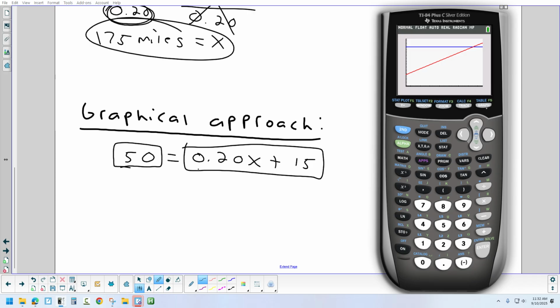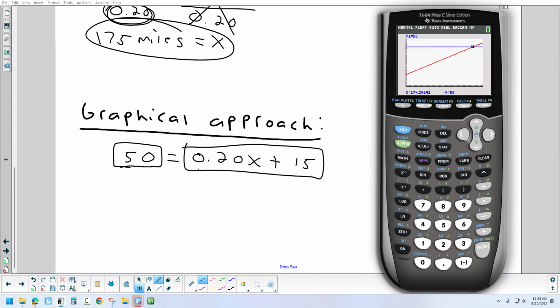Now, on all of my calculators, you can find that automatically. If you had an older calculator, you might have to press the trace button and just move your cursor till you think it's pretty close, and then read the answer at the bottom. To me, that looks pretty close, and it says 174.2. Well, we know it's not 174.2, it's 175.